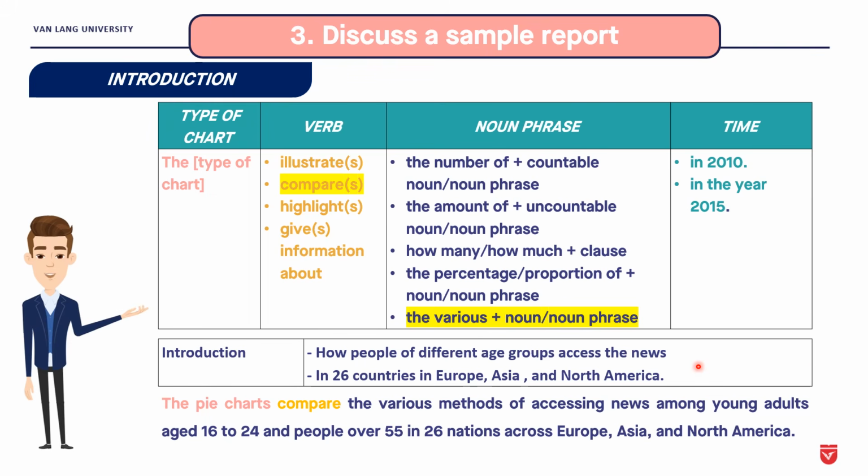And here's the introduction. The pie charts compare the various methods of accessing news among young adults aged 16 to 24 and people over 55 in 26 nations across Europe, Asia, and North America.